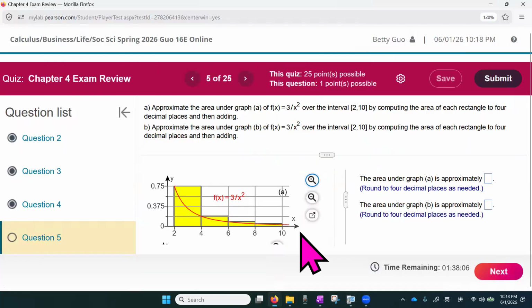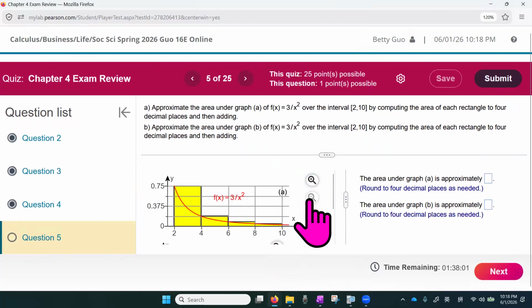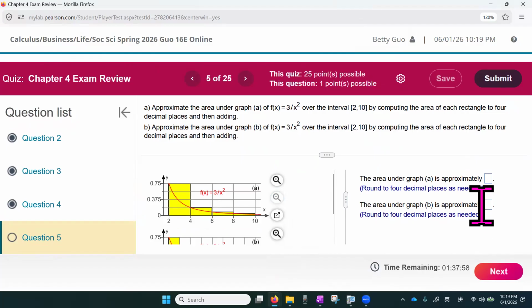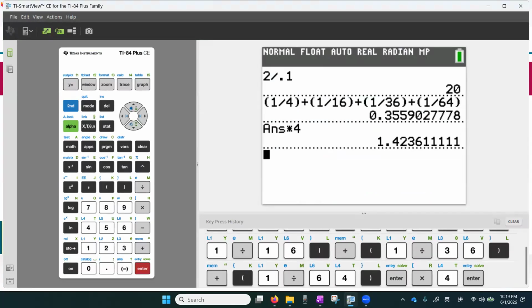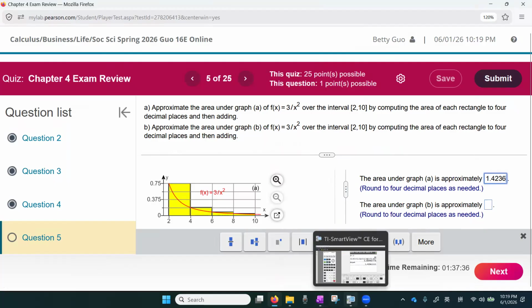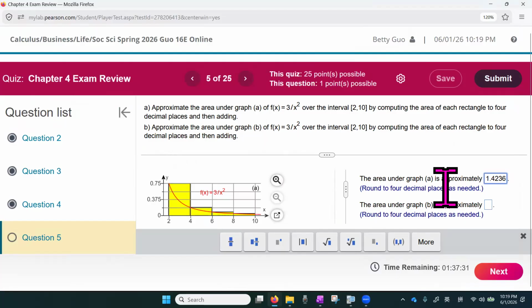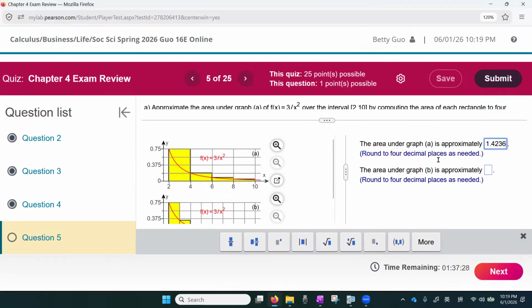How many decimal places we need? Part A. Four decimal places, so we have 1.4236. Okay, that's the first part.